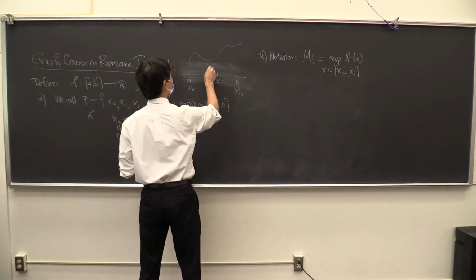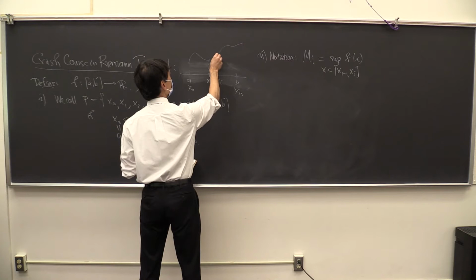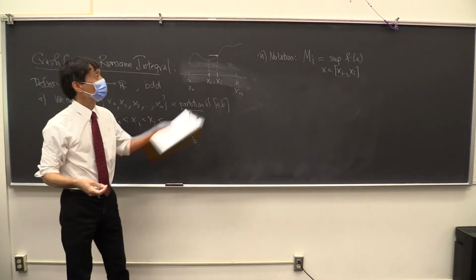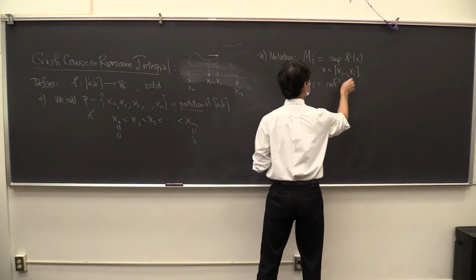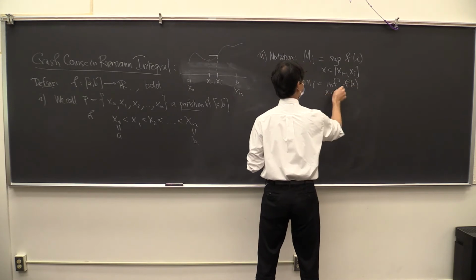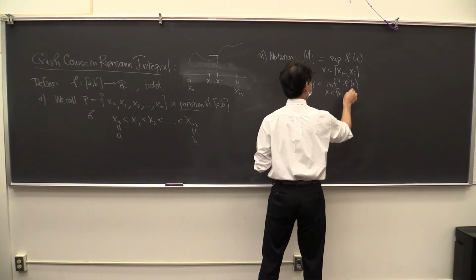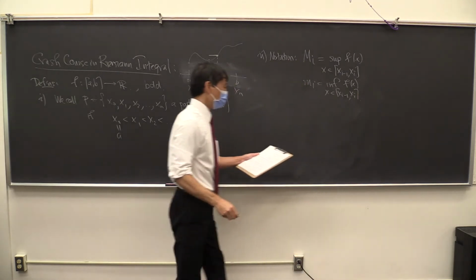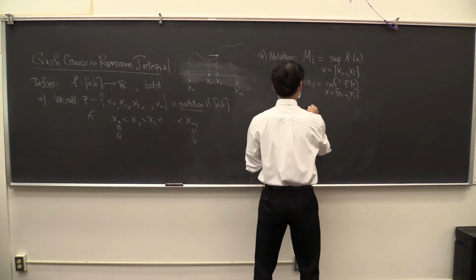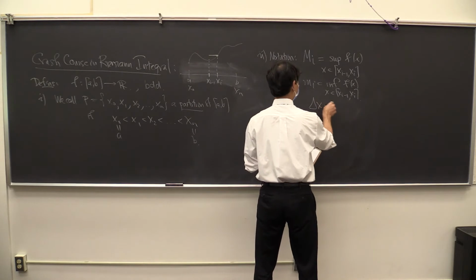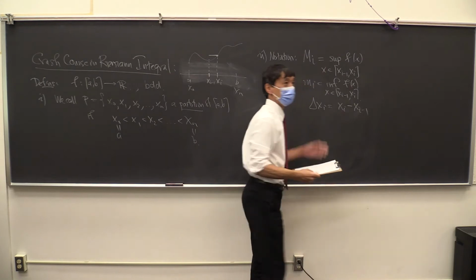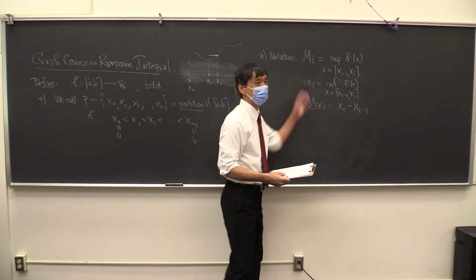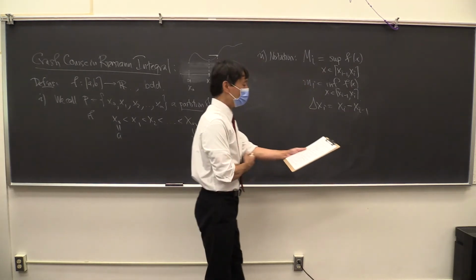And then you let capital M sub i denote the supremum of all the values over that interval. Lowercase m sub i is going to denote the infimum over the same interval. And we're going to let delta x sub i denote the length of the ith interval. You've probably seen this sort of thing before.